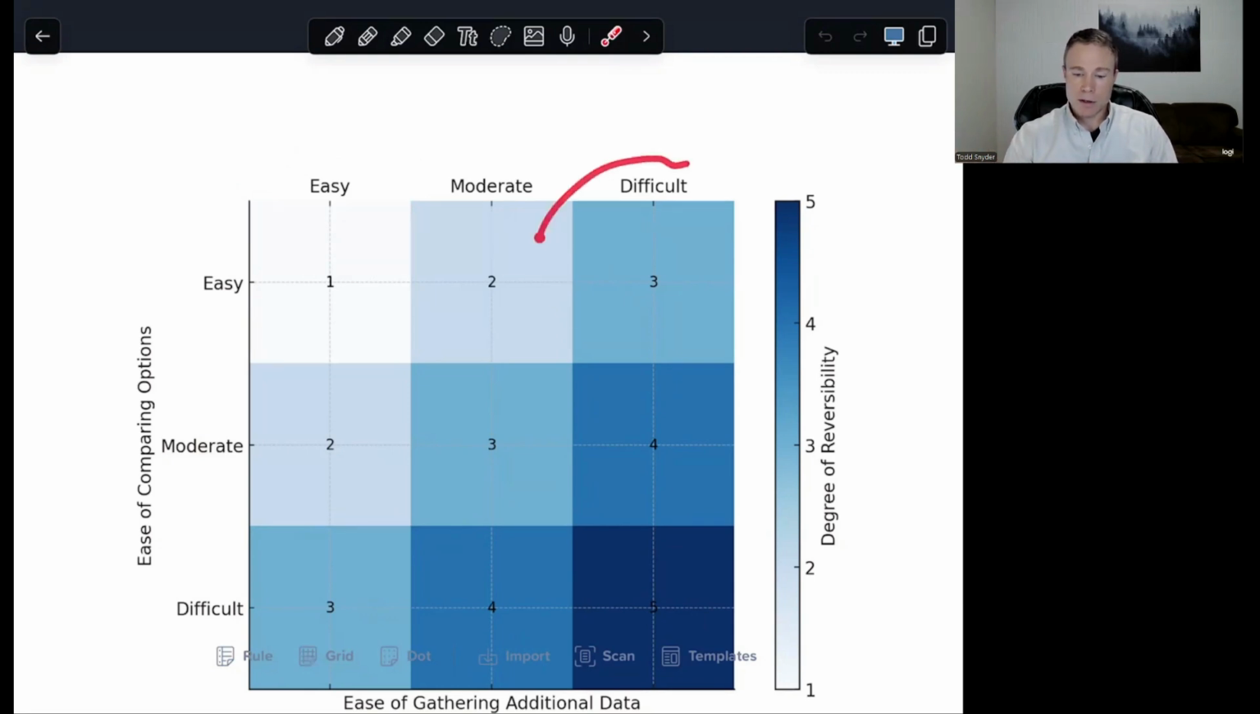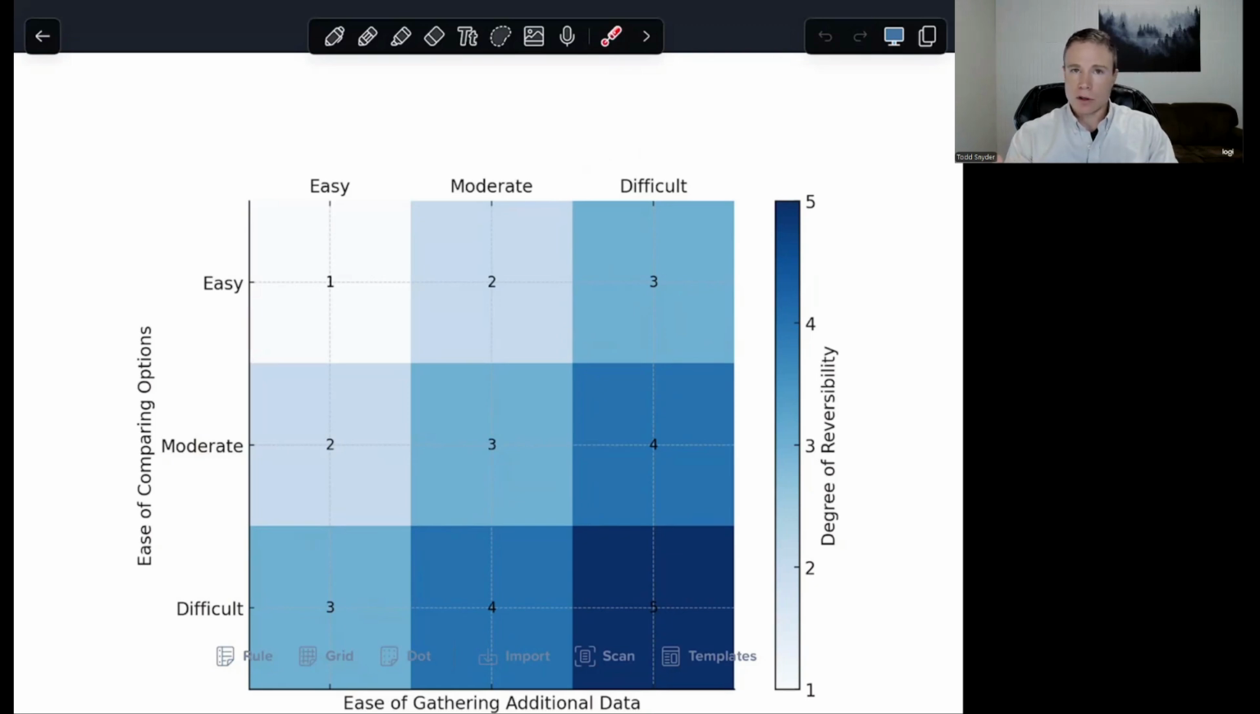But if you're over here in the difficult aspect of that on the x-axis, then at that point, you're probably going to want to use the thinking tool that involves just diving in, getting into the arena and getting feedback by taking action quickly so that you can start gathering your own data.